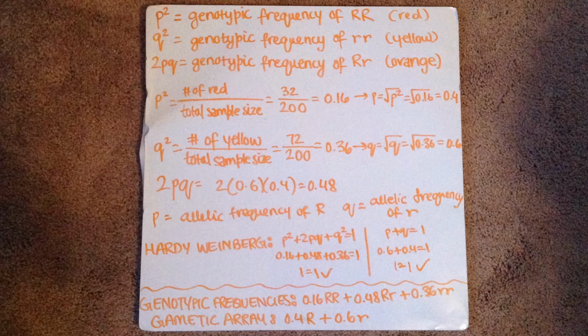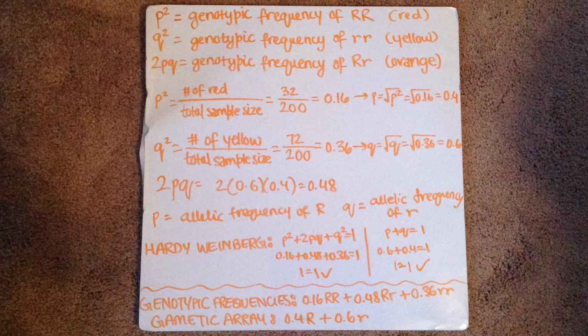Based on these numbers, we can calculate the p squared, q squared, and 2pq values, which represent the genotypic frequencies for big R big R, little r little r, and big R little r, respectively. In order to find p squared, we divide the total number of red wild canaries in the population by the population size, and to find q squared, we divide the total number of yellow wild canaries by the population size. By doing so, we get 0.16 for p squared and 0.36 for q squared. If we take the square root of these two numbers, we get p and q to be 0.4 and 0.6 respectively. So then 2pq is 0.48.